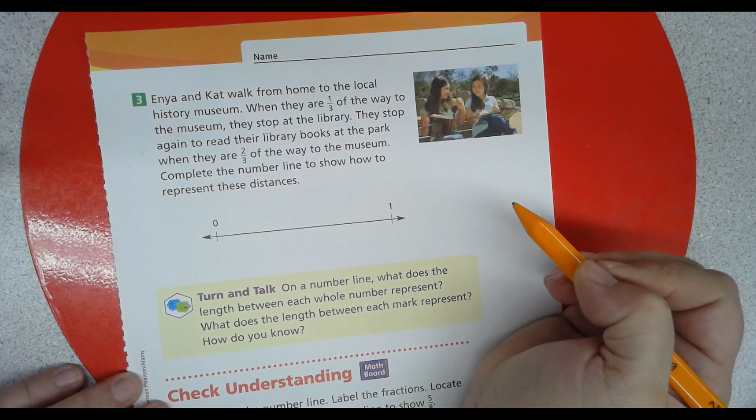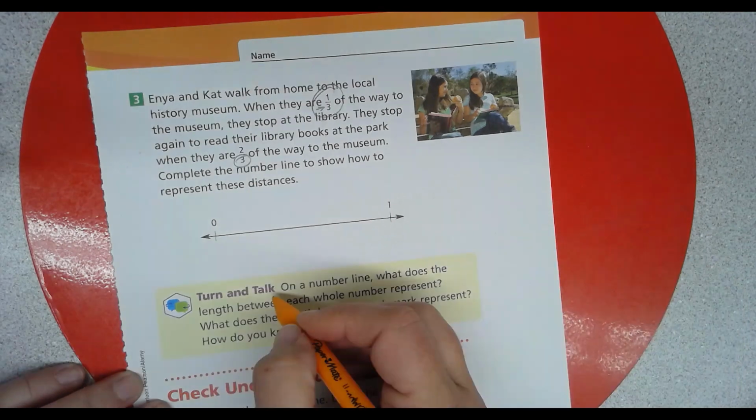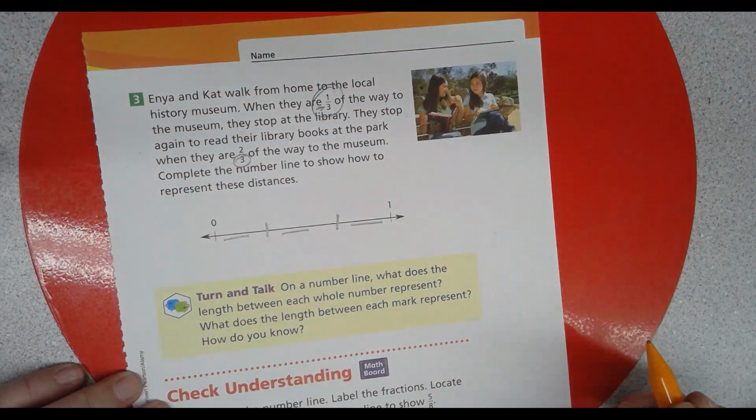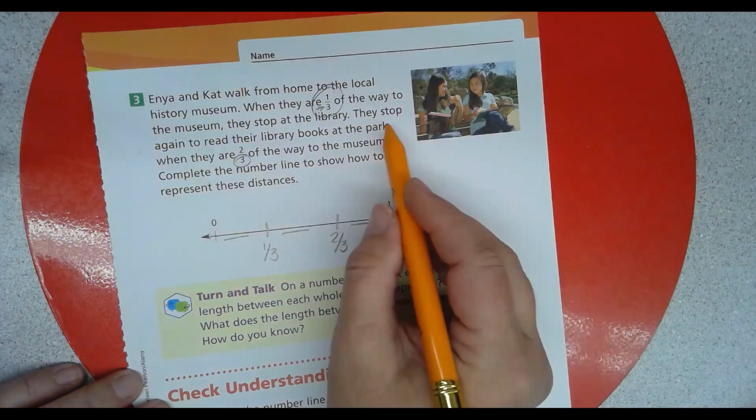When they are 1/3 of the way, that denominator right there tells you that you are going to divide this. So we're going to go about right here and do again right here. So that will give us 1, 2, 3. So this is 1/3. One more third would make it 2/3. So here, let's see.